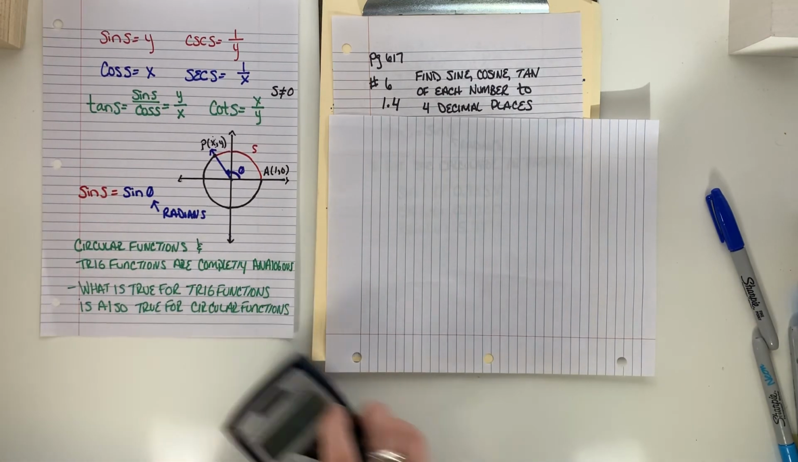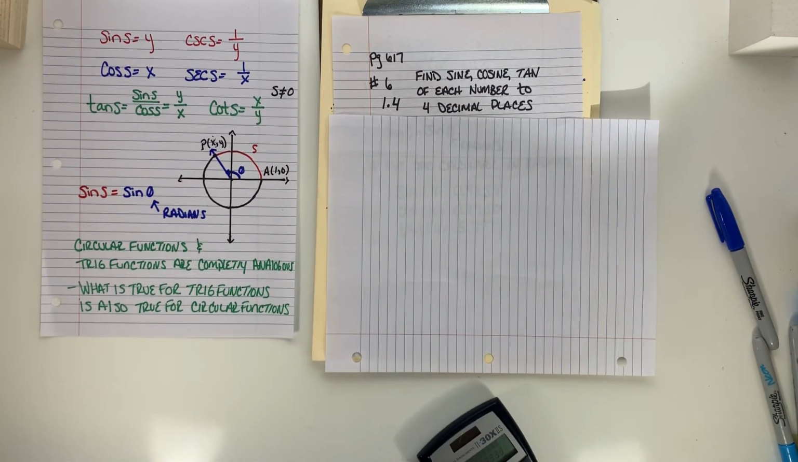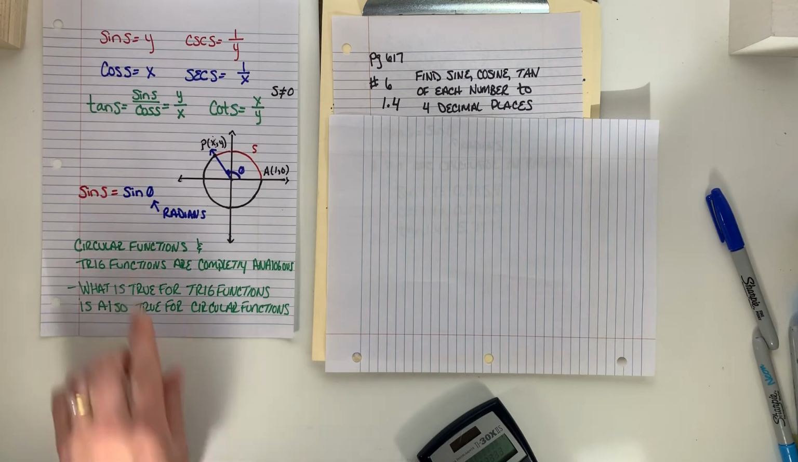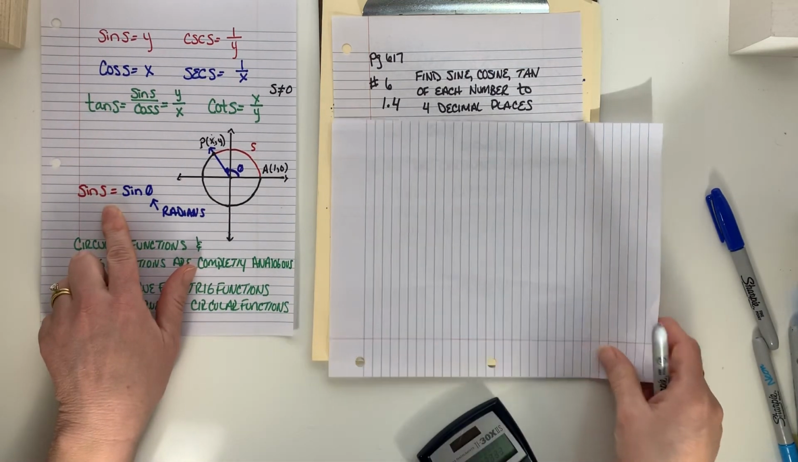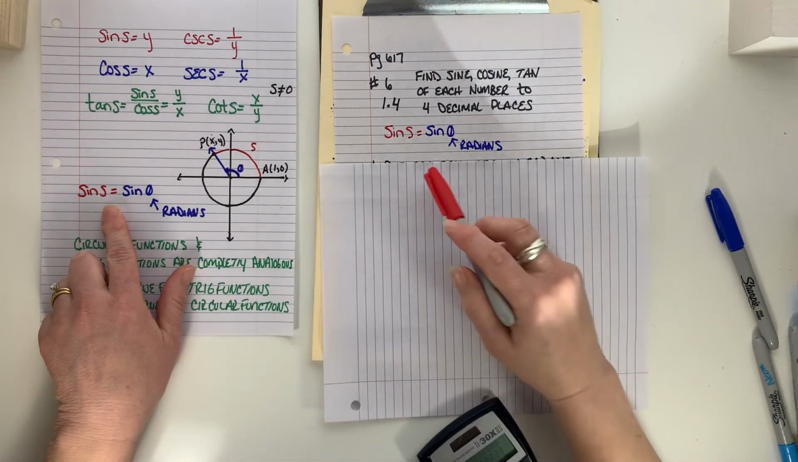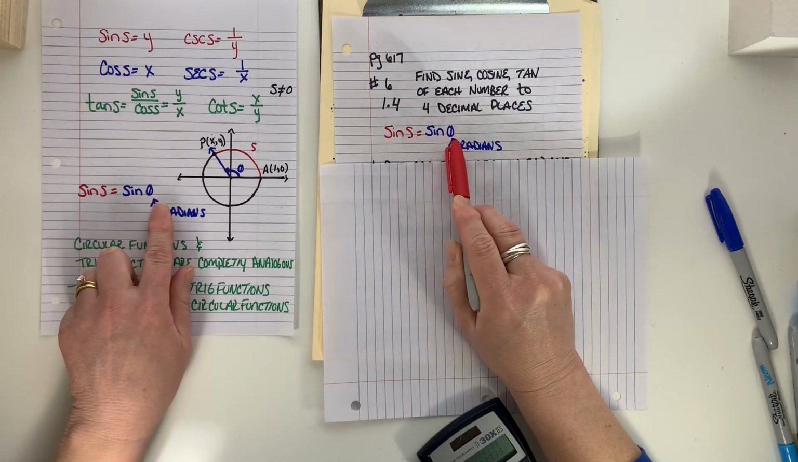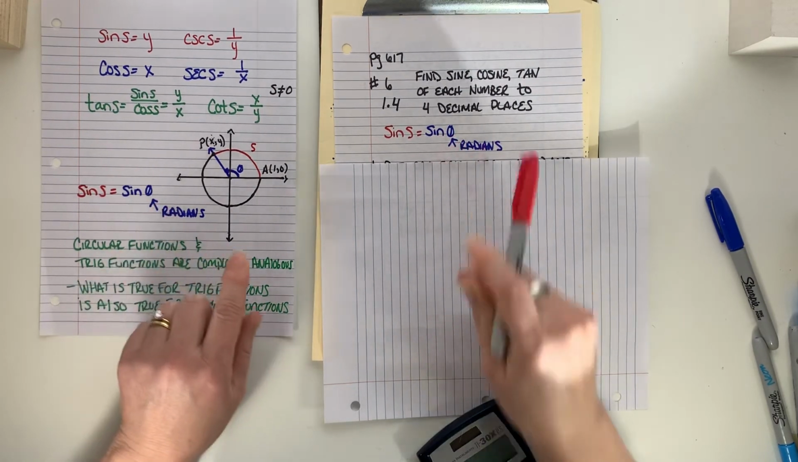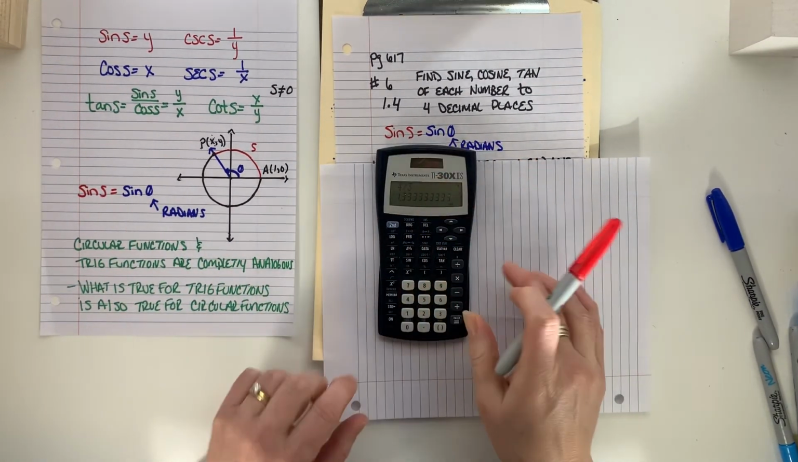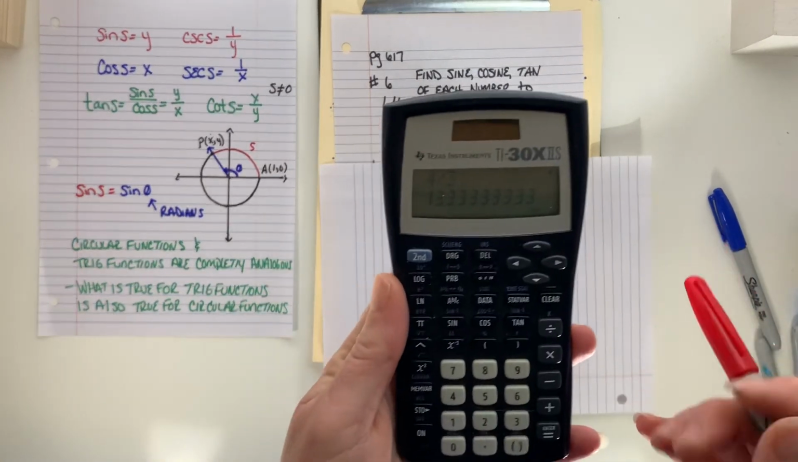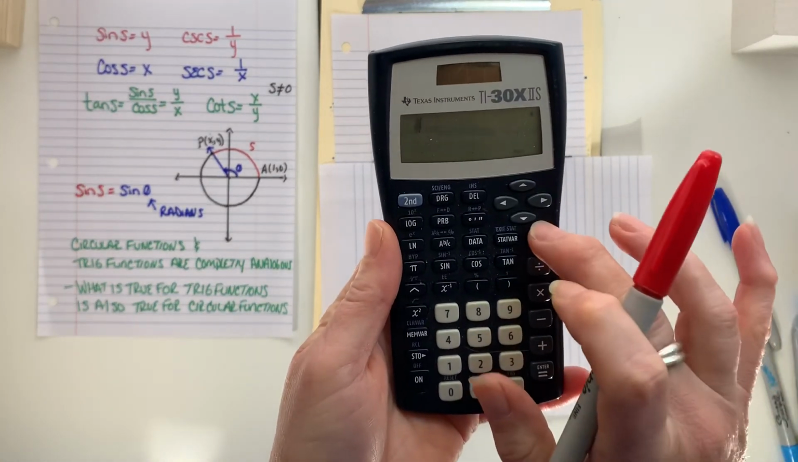Now remember what we had before. Let me see here. Where is it? Oh, here we go. I think I wrote it right here. All right, the sine of S is equal to the sine of theta when theta is in radians, okay? So what we're going to do, and I want to show you how to do this. I don't know if you can see this. Let me see if I can get closer.